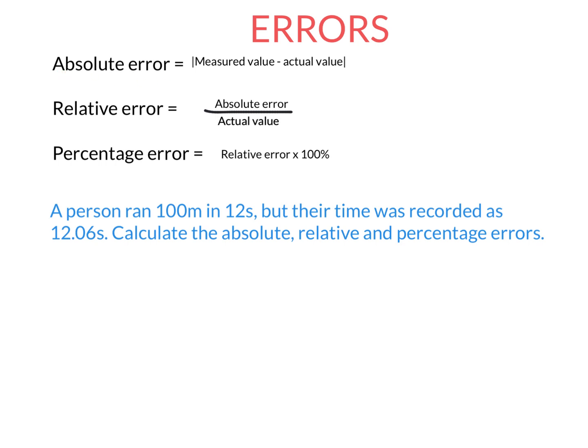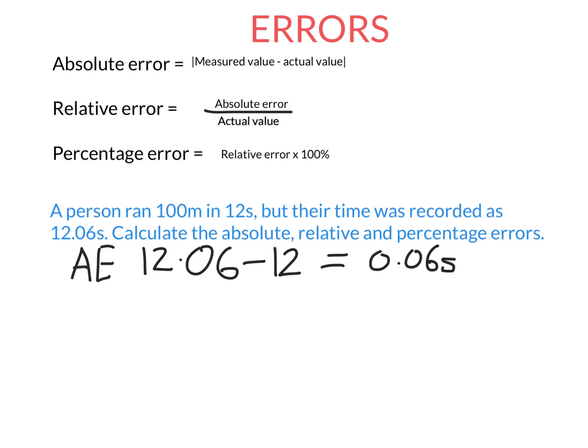Let's start with absolute error. Note these lines here. They mean absolute value. Your absolute error should always be positive. This is just saying if you get a negative value, just change it to positive. So in this case, the absolute error is just what was measured, 12.06, minus the actual value. So the absolute error here is just 0.06 seconds. That's pretty easy, 0.06 seconds.